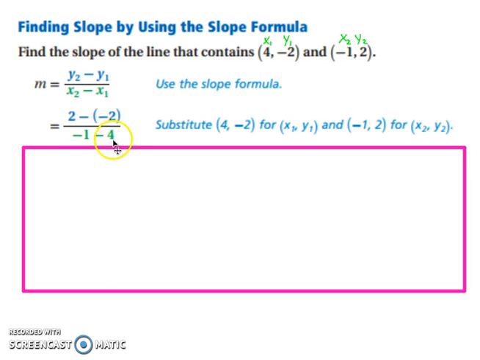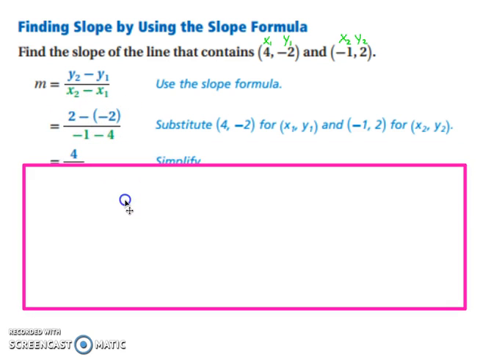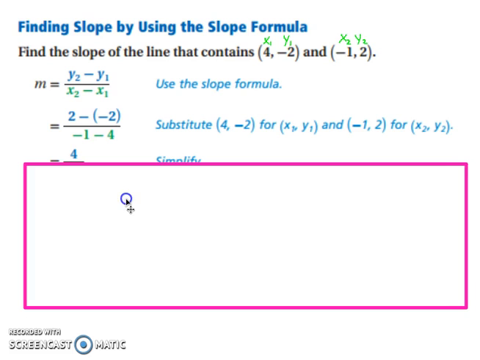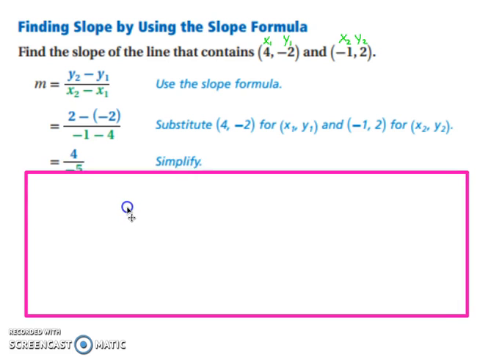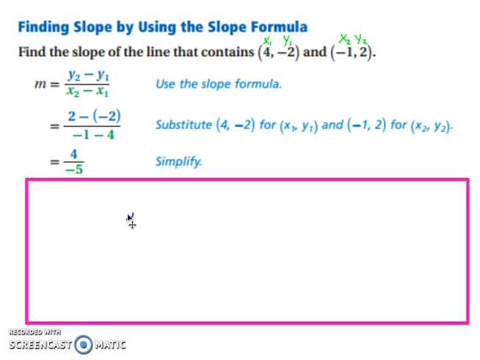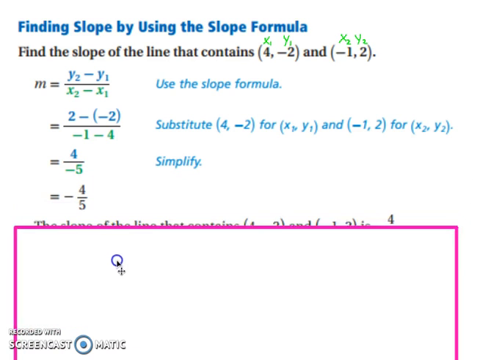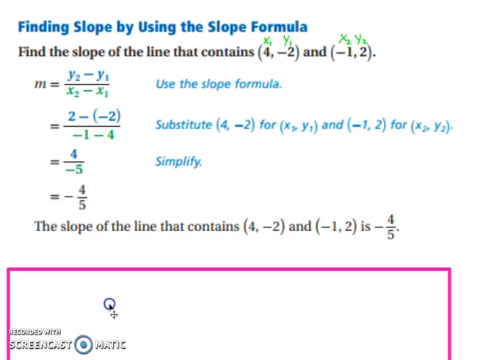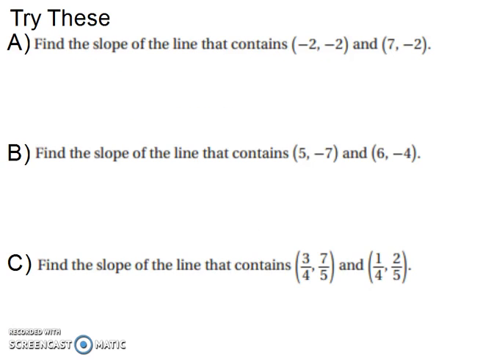All that's left is to simplify. So 2 minus negative 2 is 4, and negative 1 minus 4 is negative 5. Therefore, the slope that has both of those points in it is negative 4/5. Take a moment and pause the video and try these next three on your own.